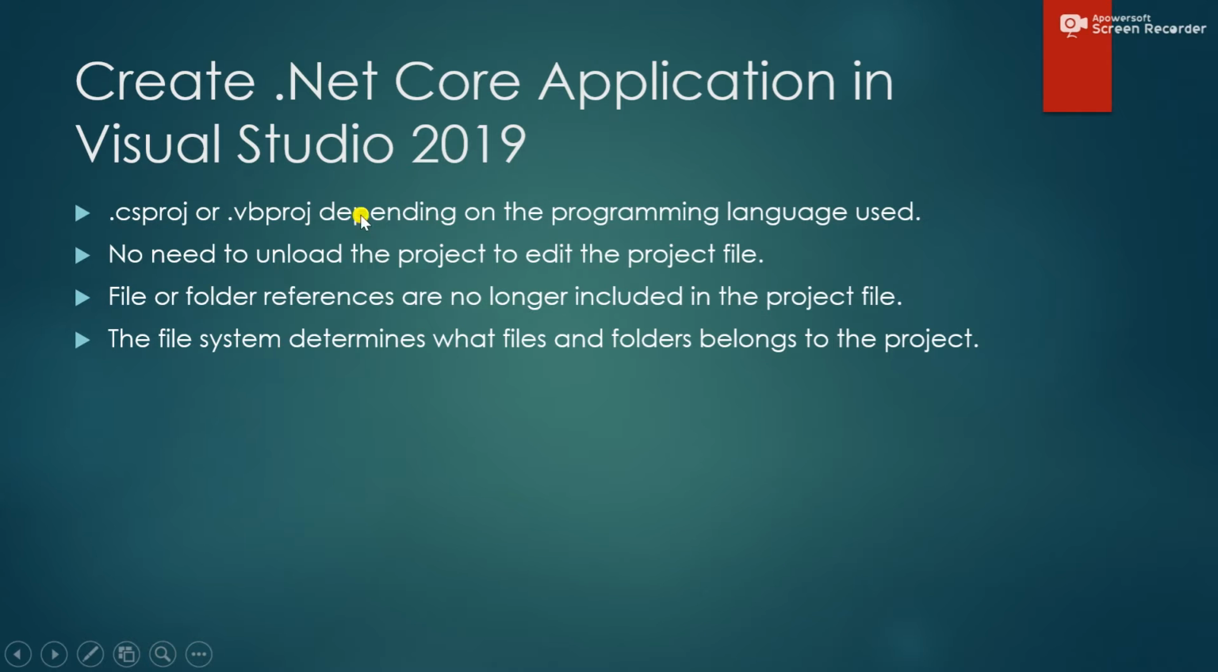When you create a .NET Core application, you will get a project file with the extension CSPROJ or VBPROJ based on the programming language you choose. If you choose C Sharp, then it will be a CSPROJ. If you choose VB, then it will be a VBPROJ.